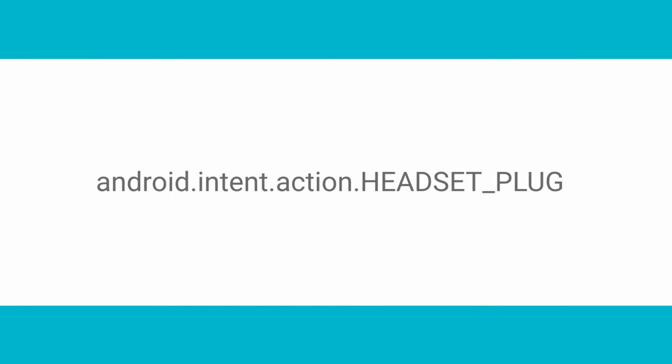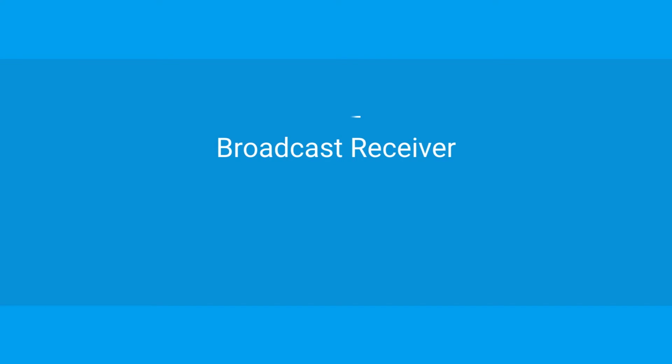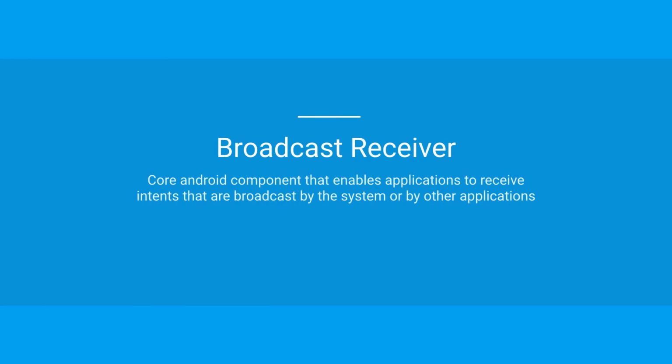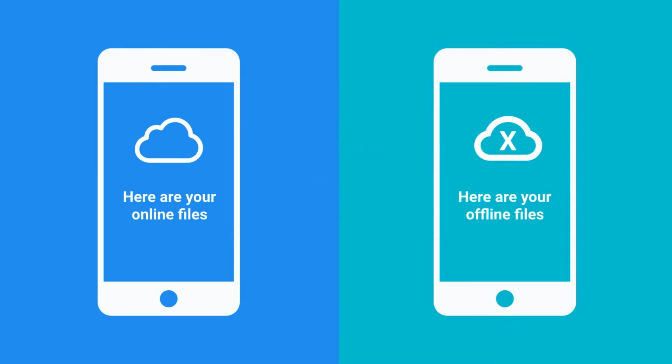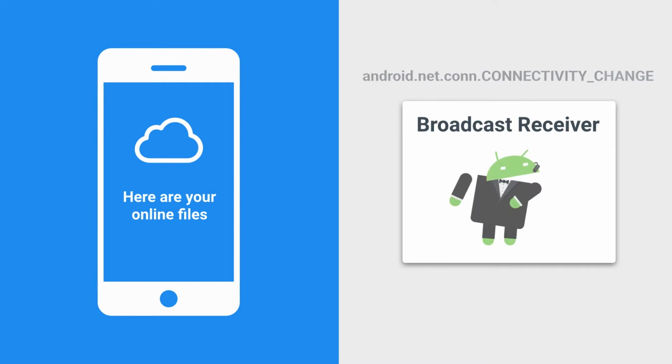A broadcast receiver is a core Android component that enables applications to receive intents that are broadcast by the system or by other applications. A broadcast receiver can be triggered even when the app is not running. For example, say that you have an app that needs to change its UI depending on whether the device is online versus offline. A broadcast receiver is what you'd use to be triggered when the change has occurred.